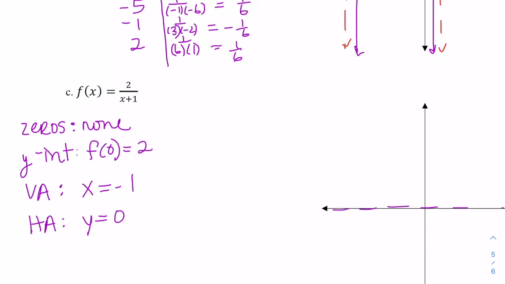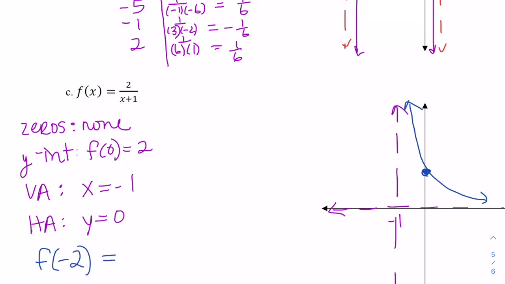Here's the horizontal asymptote. Here's the vertical asymptote. Makes those 4 quadrants. We already know one point. We know this is going to be 2. So we know that this part of the graph will be on the top right. And just to verify, we could just plug in another point. We could plug in maybe -2. So that'll be 2 over -1, which will be -2. So that's down here.